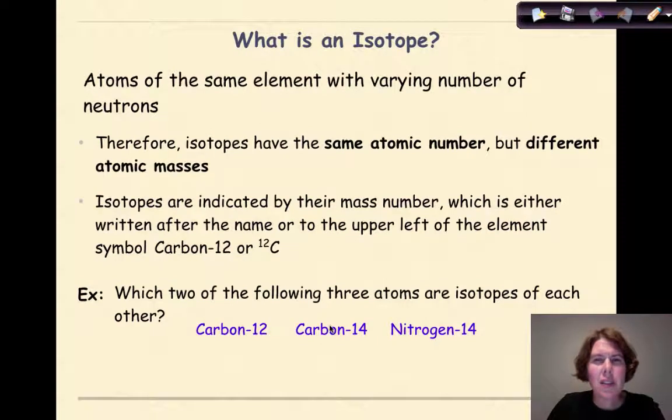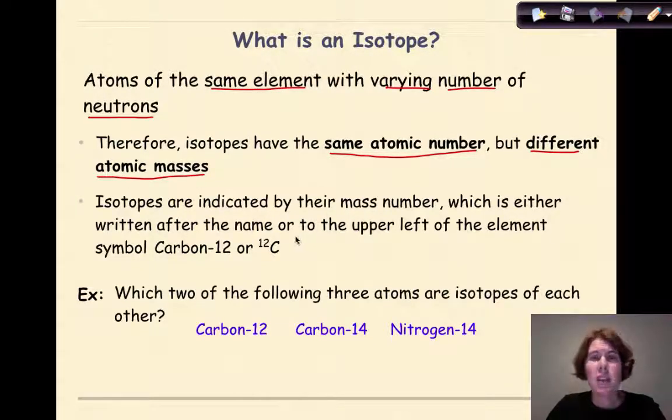Now what is an isotope? We define an isotope as atoms of the same element with varying numbers of neutrons. So isotopes are going to have the same atomic number but different atomic masses. When we look at isotopes, we look for their mass number and the symbol.